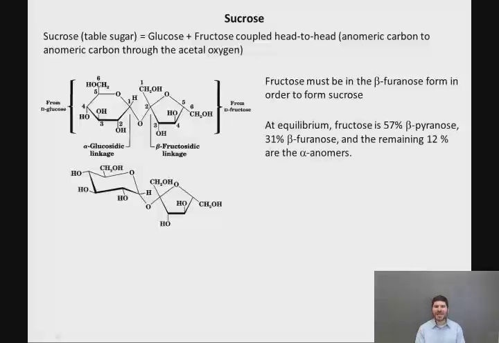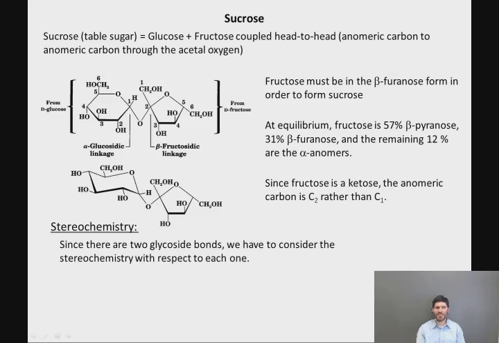At equilibrium, it turns out fructose is 57% beta pyranose, 31% beta furanose, and the remaining 12% are the alpha anomers. So there is a significant amount of beta furanose at equilibrium, but it's actually not even the major form of fructose. Nevertheless, that is the form that is necessary in order to couple with glucose in order to form sucrose. And I already said that the anomeric carbon is C2 rather than C1.